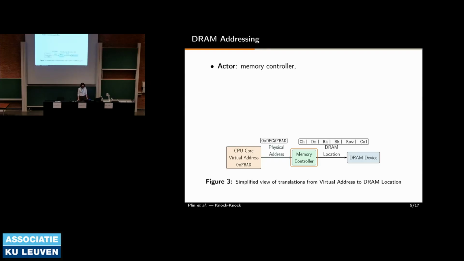So DRAM addressing is done by the memory controller, so somewhere between the CPU core and the actual DRAM device. And its goal is to take the physical address from the CPU core and to transform it into a tuple that represents the DRAM location.